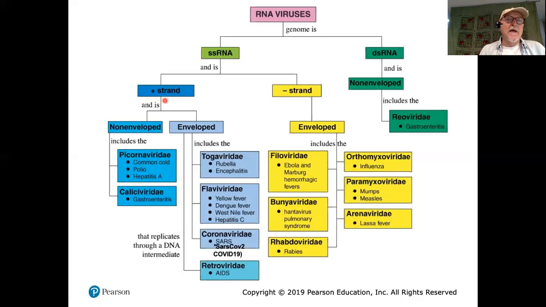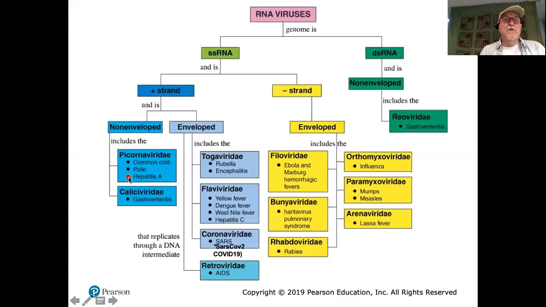So positive strand, non-enveloped. There are many, many, many of them. But for example, this group called the Papilloma Viruses, many of our common cold viruses are in the Papilloma Viruses, but there are some very, very dangerous viruses here as well. Polio, for example, is caused by a Papilloma virus, a positive strand RNA virus, which is unenveloped.